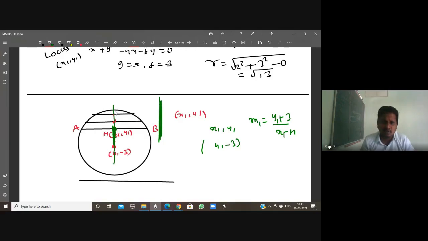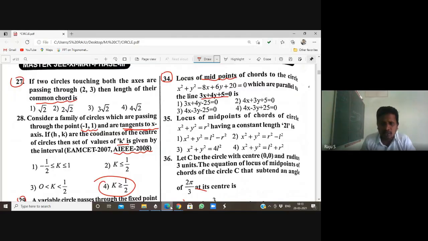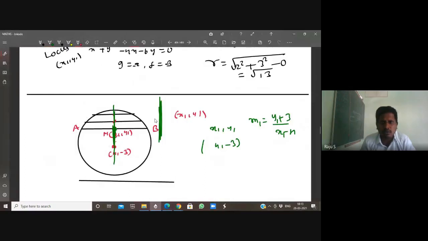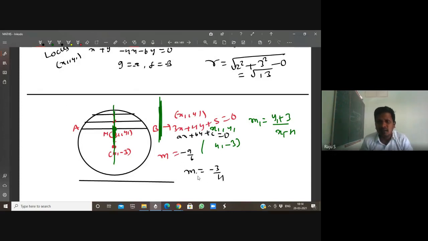So clearly the slope of this line segment is parallel to the given line. What is the line equation they gave? 3x plus 4y plus 5 is equal to 0. Right? Can anyone tell what is the slope of this line? Minus 3 by 4. Exactly. For ax plus by plus c is equal to 0, comparing, the slope is always minus a by b. So the slope is equal to minus 3 by 4. Okay.